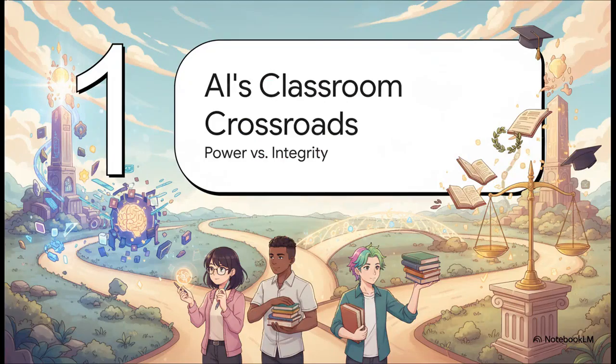You can really think of where we are right now as a crossroads. One path leads to this immense, almost unbelievable power that AI offers. And the other path? Well, that's the non-negotiable principle of academic integrity. The big challenge is figuring out how to walk both paths at the same time. And it turns out there's a really smart way to do it.